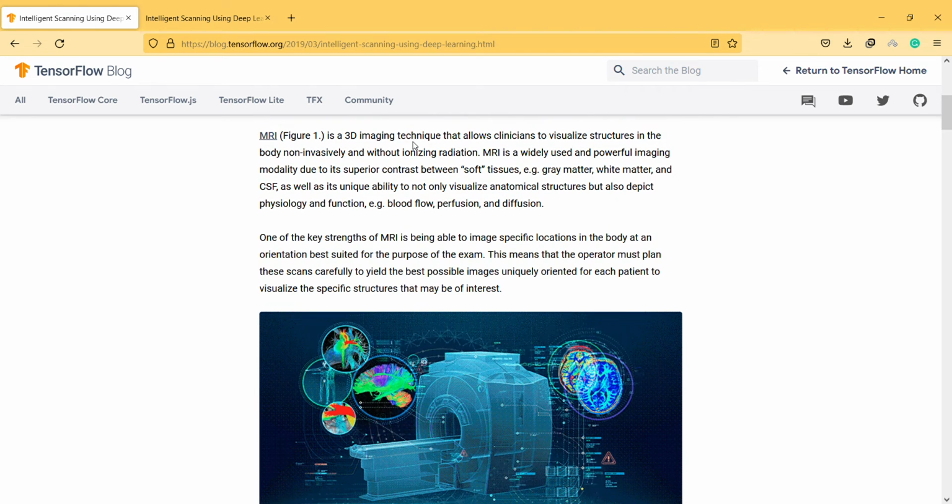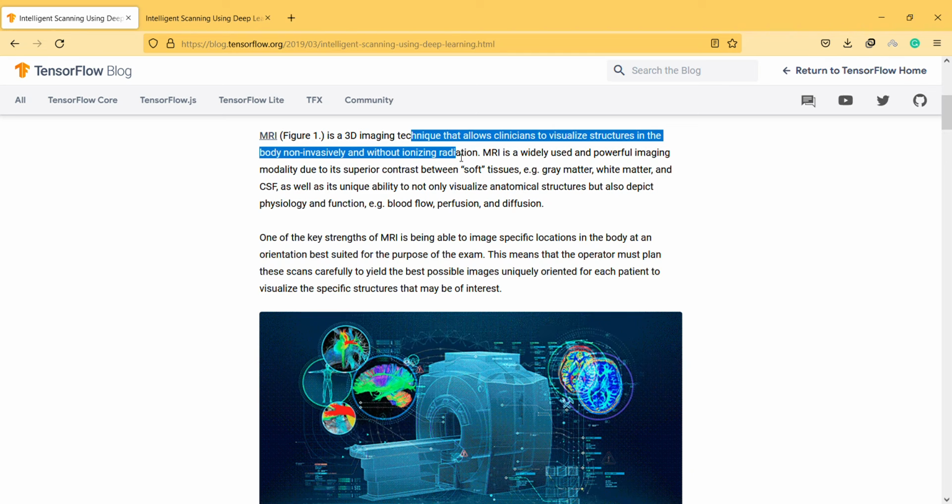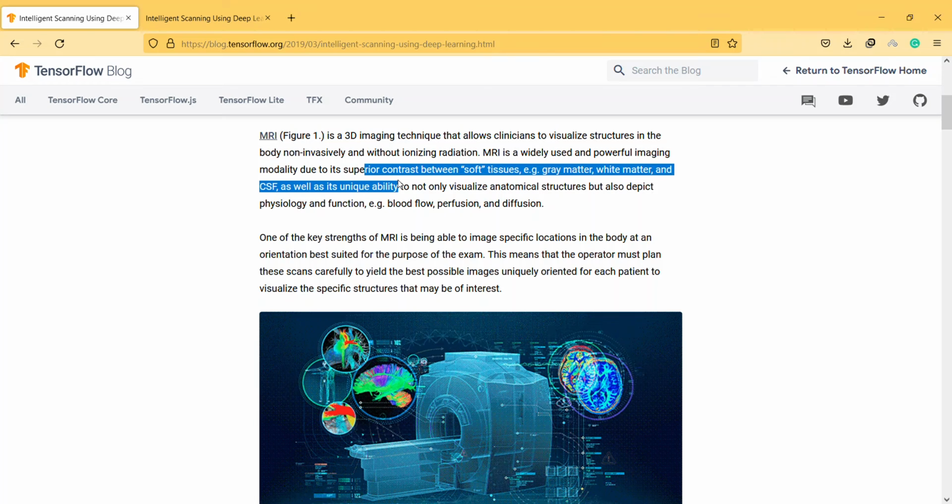MRI is a 3D imaging technique that allows clinicians to visualize structures in the body non-invasively and without ionizing radiation. It is widely used and powerful, due to its superior contrast between soft tissues such as gray matter and white matter, and its quite unique ability to not only visualize anatomy but also depict physiology and function like blood flow, perfusion, and diffusion.